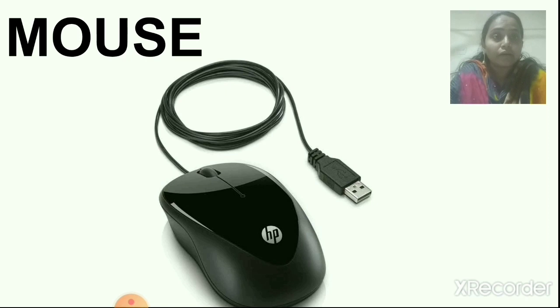When we want to open any application, we click with the mouse. That means we are giving an instruction to the computer: open the application, shut down the machine. When we click on the start button and then shut down, we give an instruction to the computer to shut down the machine. So all these we give as instructions and data using these devices. These are input devices, and these instructions and data are called input.